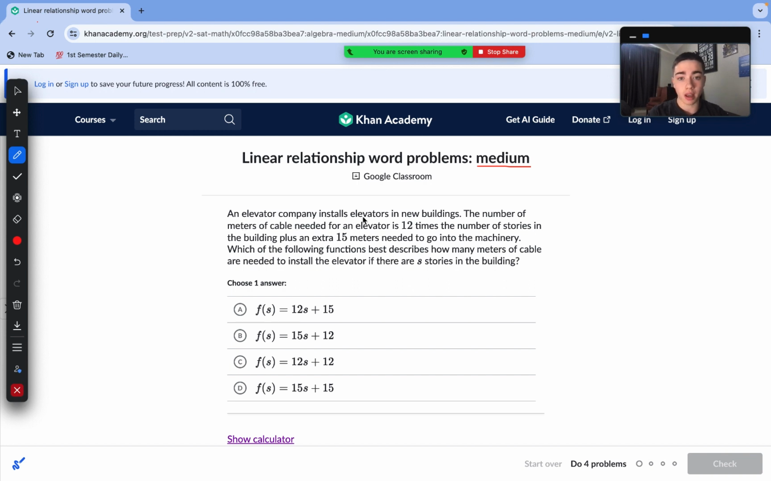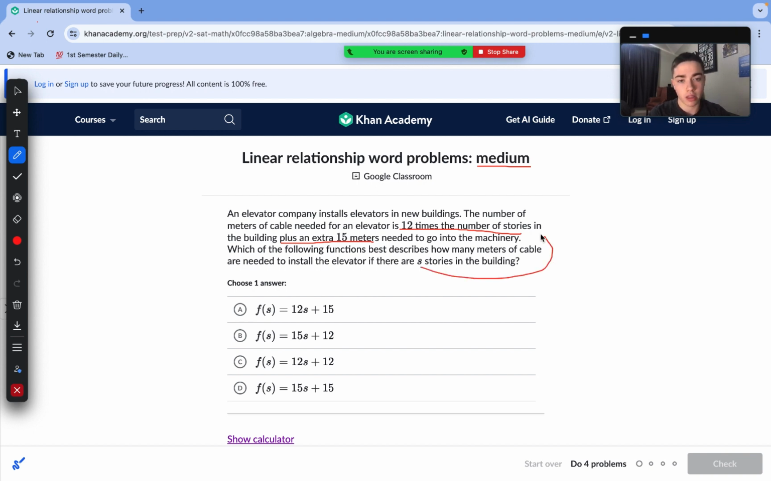An elevator company installs elevators in new buildings. The number of meters of cable needed for an elevator is 12 times the number of stories in the building, plus an extra 15 meters needed to go into the machinery. Which of the following functions best describes how many meters of cable are needed to install the elevator if there are S stories in the building?